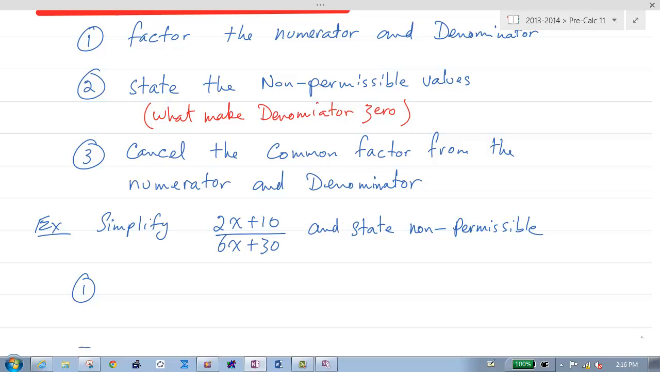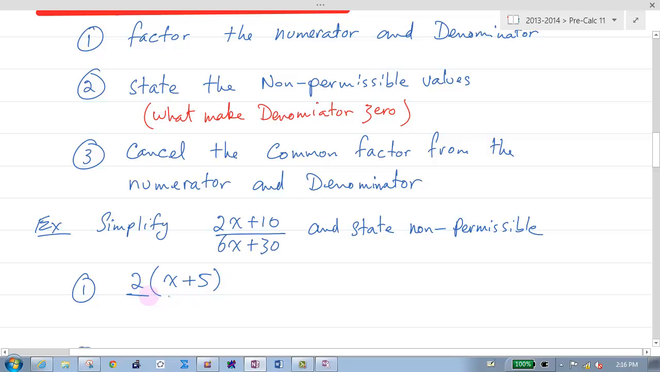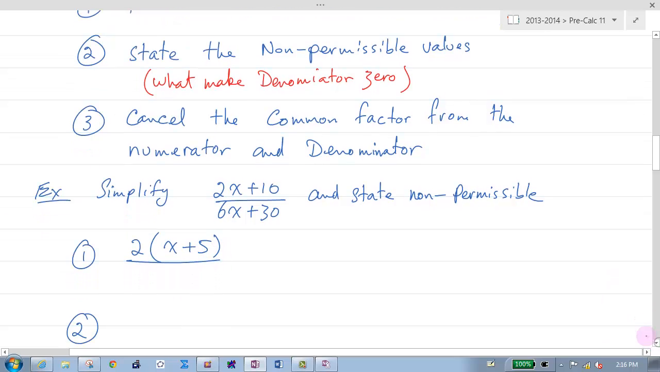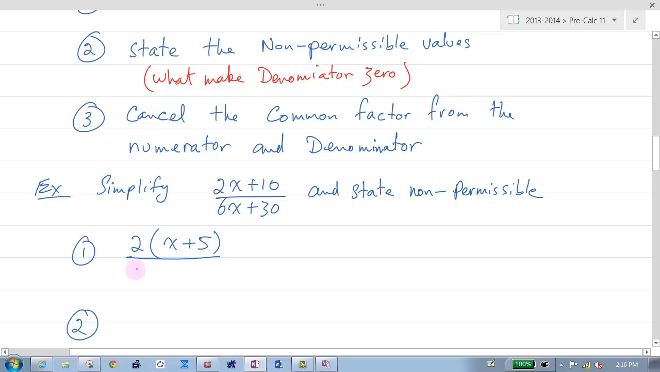I have 2x plus 10 over 6x plus 30. Step 1, we want to factor the numerator and the denominator. We take the GCF of the top, 2 times x plus 5 over, I take 6 as a factor at the bottom, 6 times x plus 5. Step 2 says state the non-permissible values. So what we're going to do, we're going to set the denominator equal to 0.